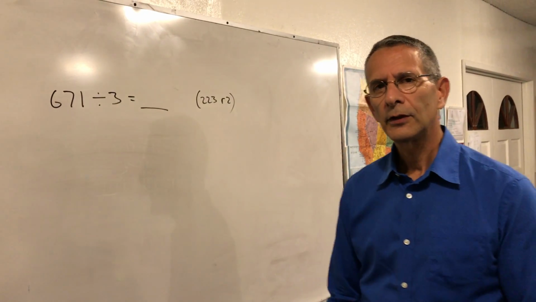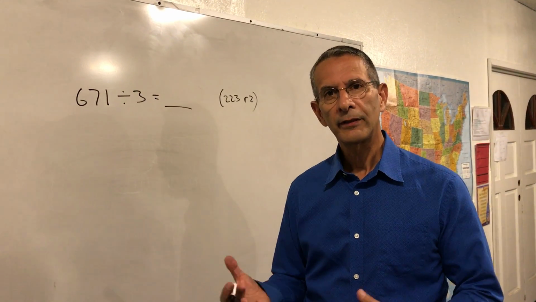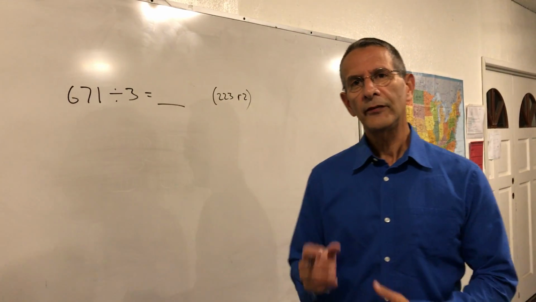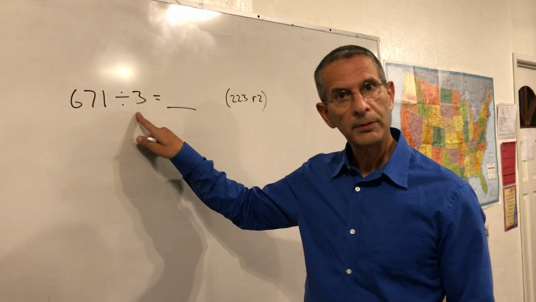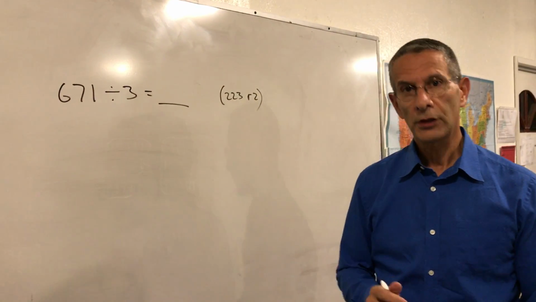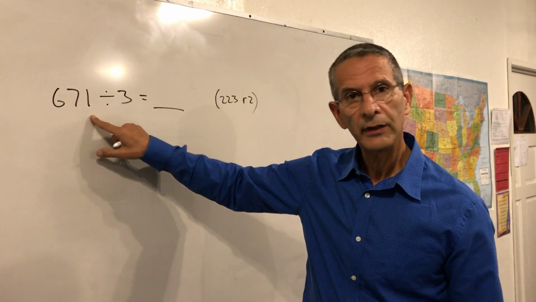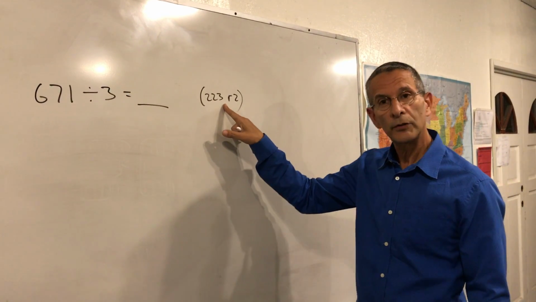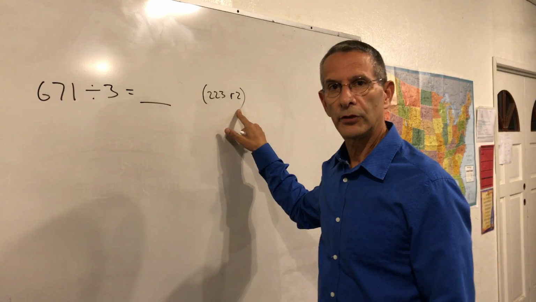These videos are for tutors and parents of 2nd, 3rd, and 4th graders doing Common Core math homework. And in this video, we're going to do a division problem using a place value chart. So we're going to do 671 divided by 3. And the answer we're aiming for is 223 with a remainder of 2.